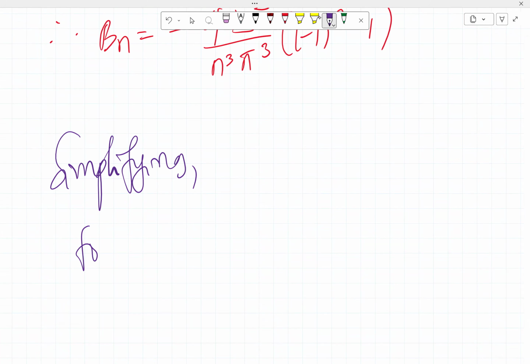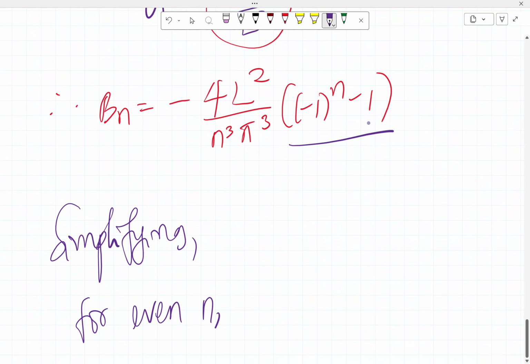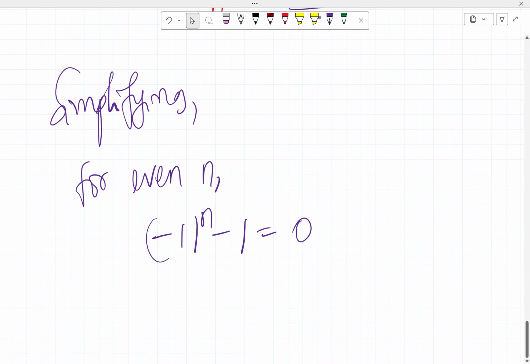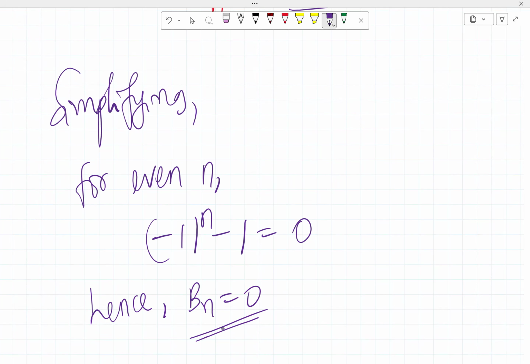So we start for even n, that's when n is even, like I said before. We have this part here. For even n, minus 1 raised to power n minus 1 is always minus 1, so this one is 1 when n is even. So 1 minus 1 will be 0. So settled, it means that b sub n will be 0 in that regard.